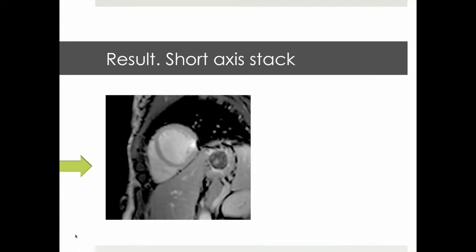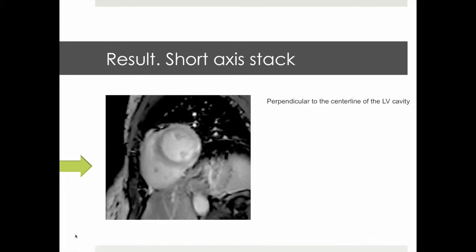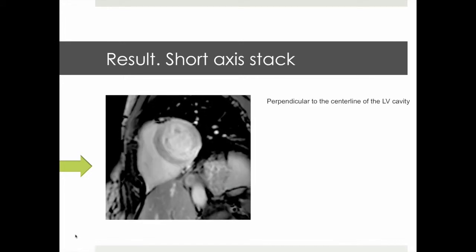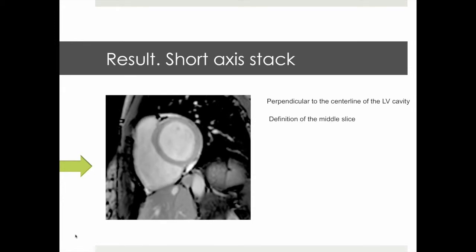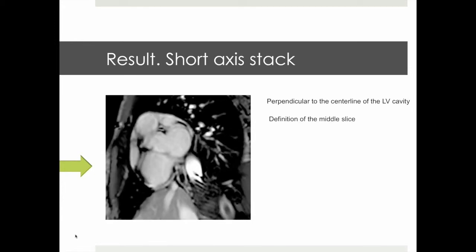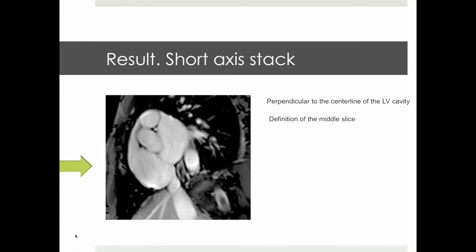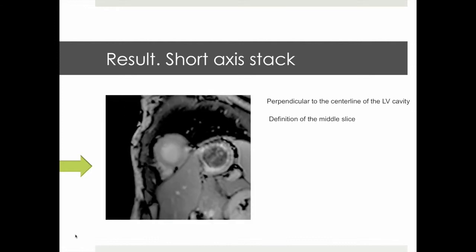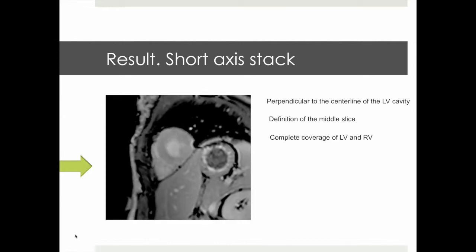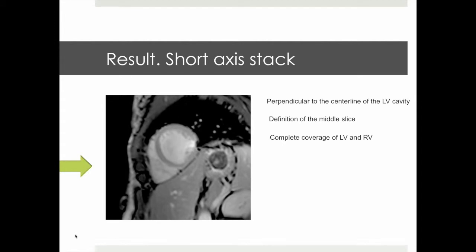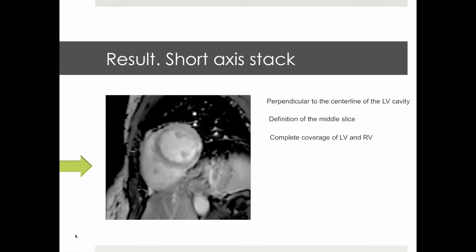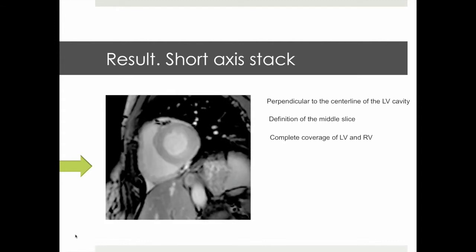Having considered the important points in the acquisition of a short axis stack, such as perpendicular planning to the center line of the LV cavity, definition of the middle slice by 5:3 planning, and the choice of uneven number of slices, as well as achieving complete coverage of left and right ventricle, this is our short axis stack.